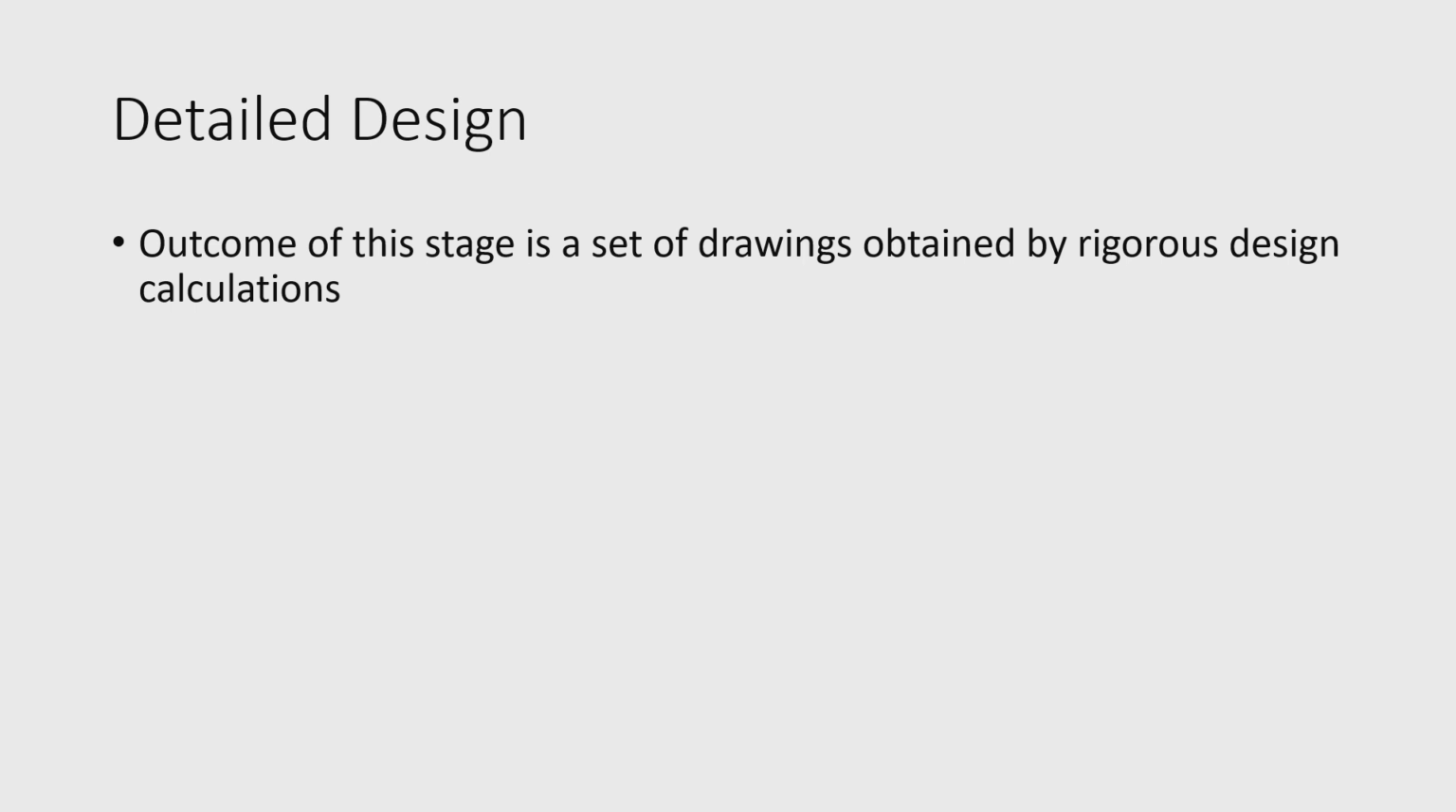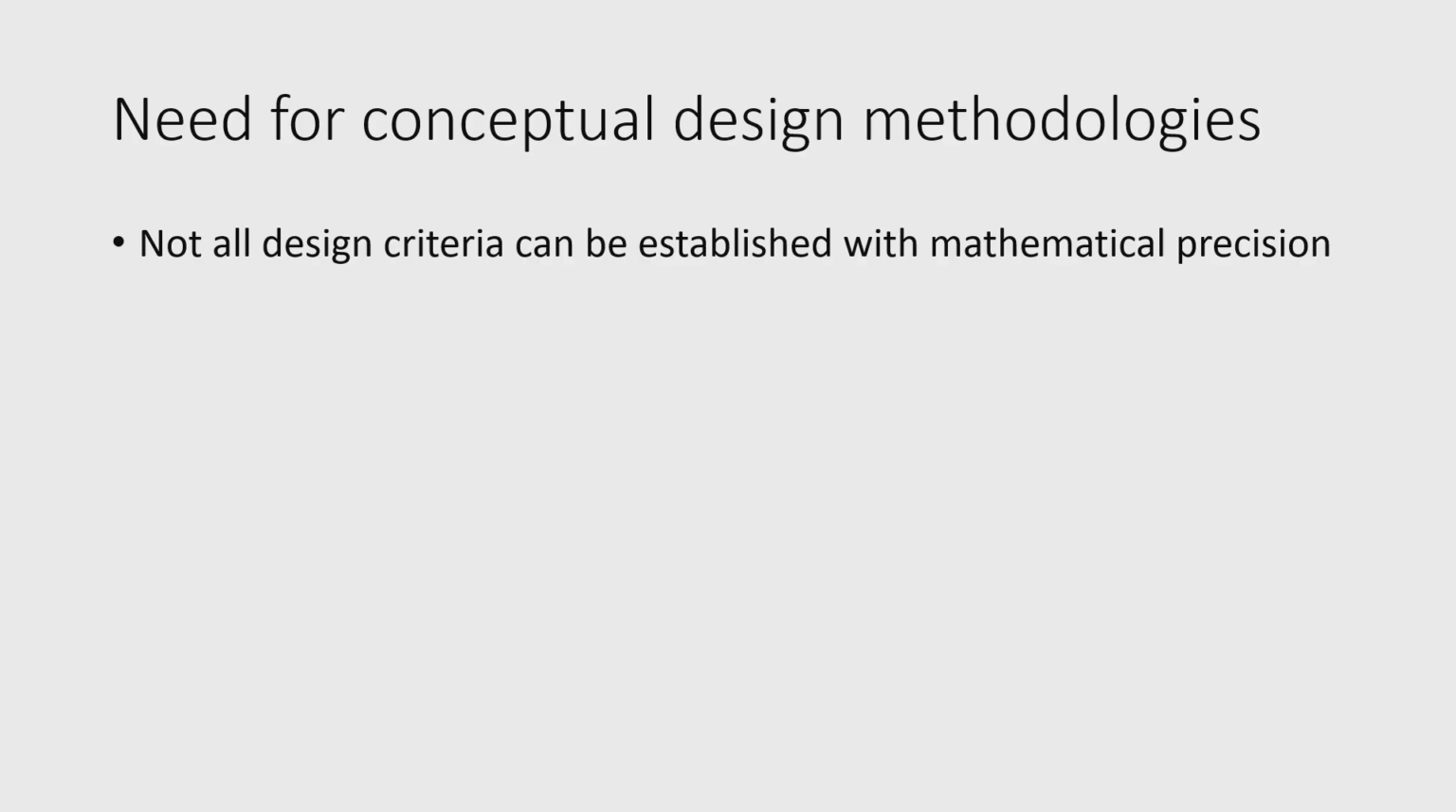That means once the embodiment is done, once you have decided that there will be a nuclear power plant and this will be the area it will look like, then you go into detailing how many rooms there will be and each room's dimensions. That means you will be going in depth; that will be the detailed design stage. Now, the need for conceptual design methodologies.